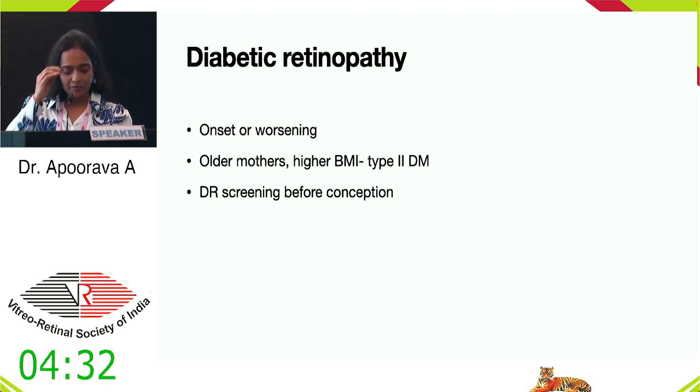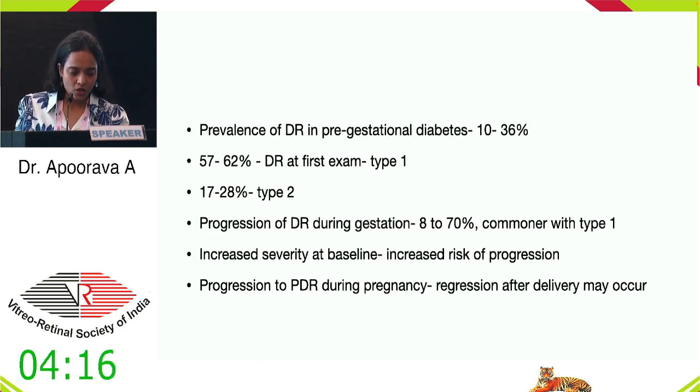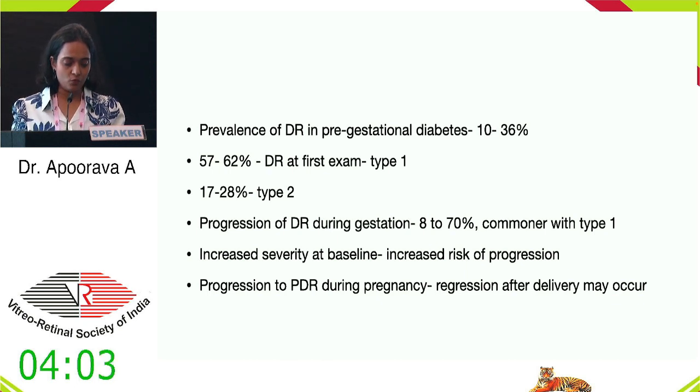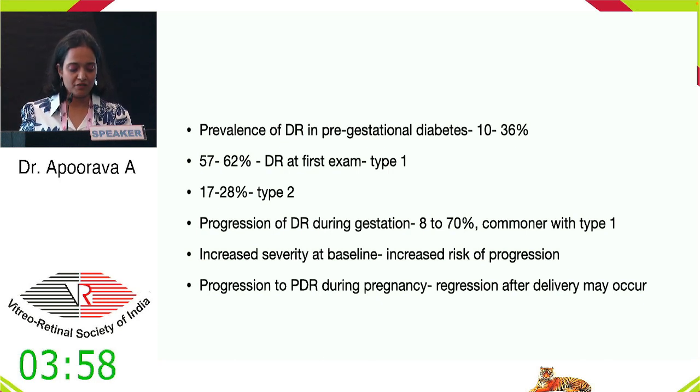Older mothers and women with higher BMI and type 2 diabetes can have a worse risk of diabetic retinopathy. Screening for pre-gestational diabetic women has to be done before conception. The prevalence of retinopathy in pre-gestational diabetes is 10 to 35%. The percentage of having retinopathy at the first exam in type 1 diabetics is very high, more than half, and type 2 diabetics have retinopathy at the first exam between 17 and 28%.